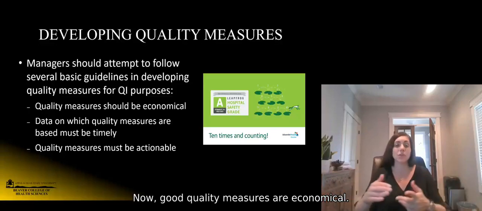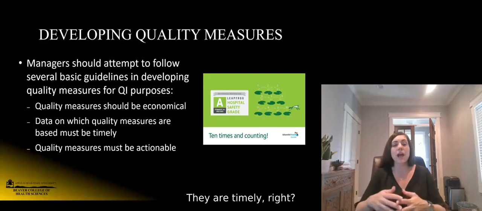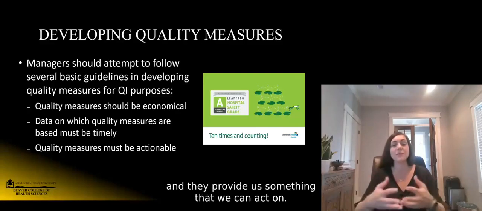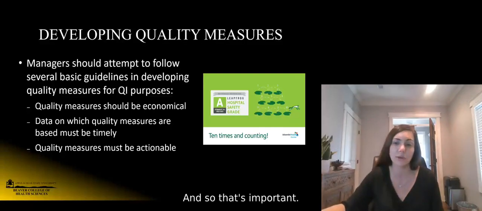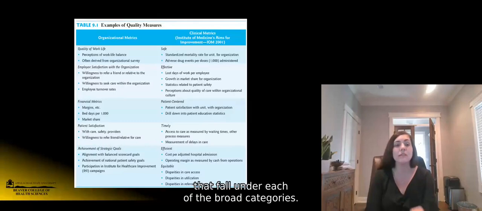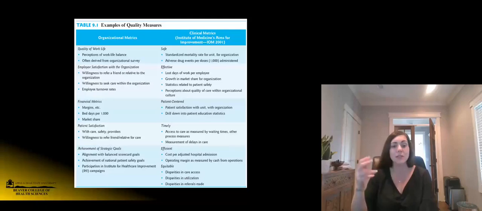Now, good quality measures are economical. We don't break the bank collecting the data. They are timely, right? We're able to look at it and reflect quickly, and they provide us something that we can act on. And so that's important. And so these are some examples of quality measures that fall under each of the broad categories, things like quality of work life, financial metrics, patient satisfaction, right?